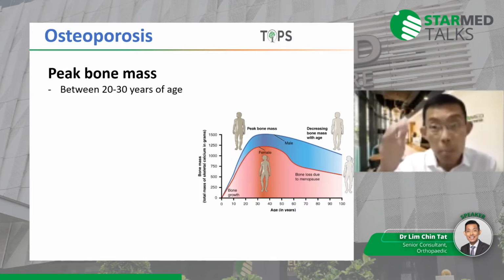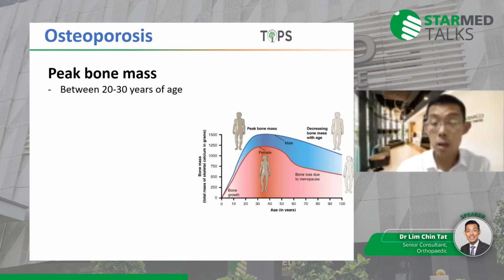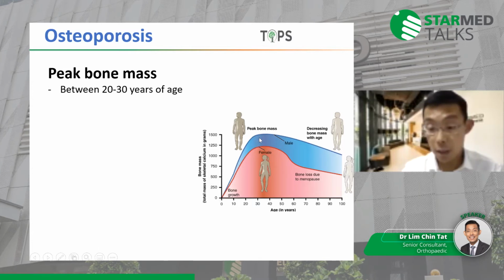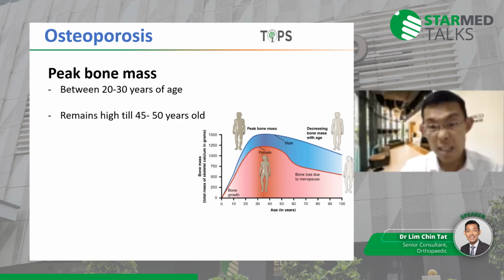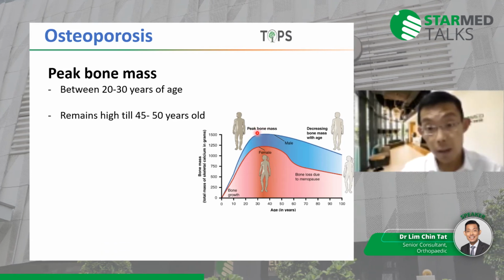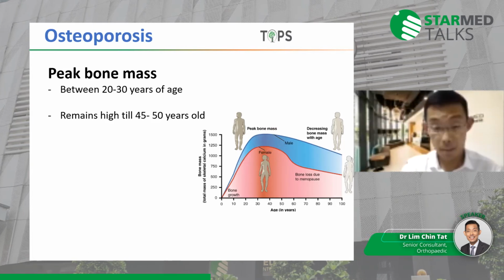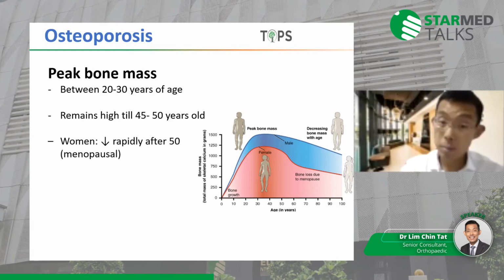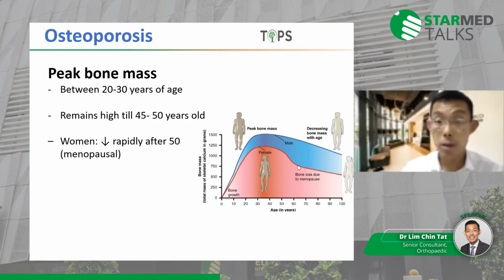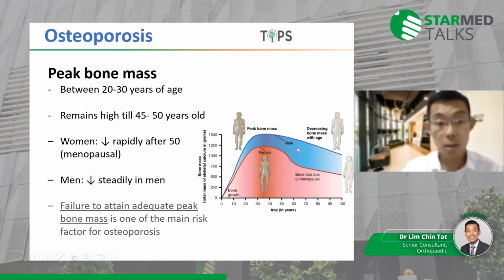Our bone will hit the strongest and the highest quality at about 20 to 30 years old. So you keep growing stronger until you're 30 years old, and it remains high until about 40 to 50. You can see the plateau over here. It reaches the maximum and remains there till you're in your 40s to 50s. Then it drops rapidly in ladies, because menopause sets in and hormones drop, so you lose bone mass. In males, you drop steadily.